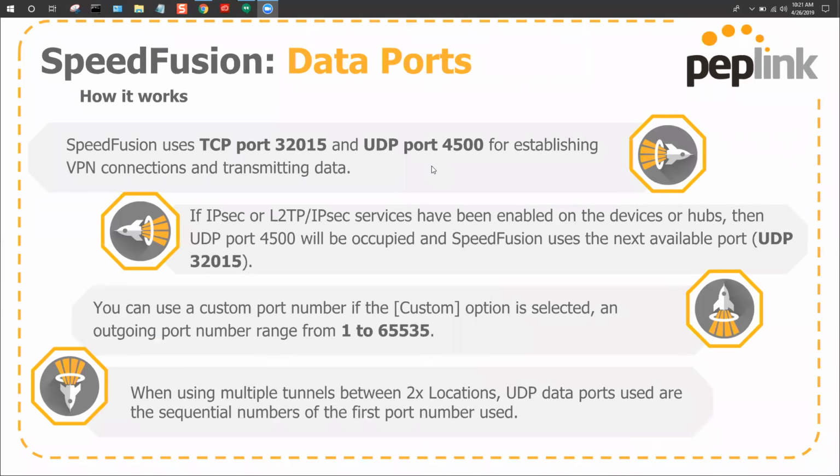SpeedFusion to establish uses TCP port 32015 and UDP 4500 to establish the tunnel and send data. Now, if on one of the endpoints that you're attempting to bring into SpeedFusion does have an IPsec tunnel or L2TP with IPsec up and running, then UDP 4500, of course, isn't available for them to use. SpeedFusion is going to use the next available port, which would normally be UDP 32015. You can also go ahead and assign a custom port to the handshake, and that's just anywhere again from 1 to 65,535. Now, when you use multiple tunnels between both locations, UDP data ports are sequential, so it'd be UDP 4500, 4501, etc., etc.